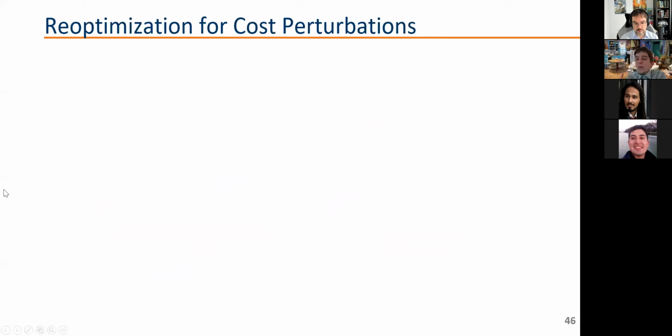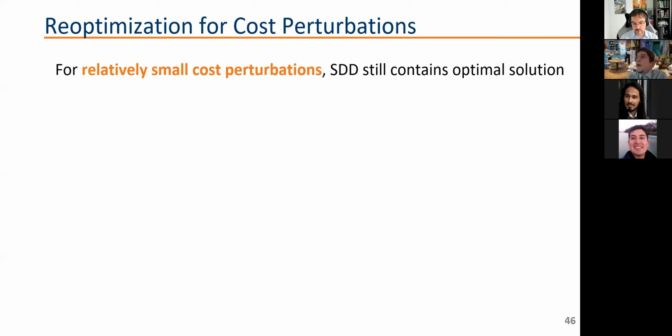But the most relevant thing about this whole idea of having sound decision diagrams is what you can do if your objective function changes slightly, so that your optimal solution will be within the near optimal solutions that we had before. So if we have relatively small cost perturbations, the sound decision diagram is going to still contain the optimal solution because we're preserving all the near optimal solutions.